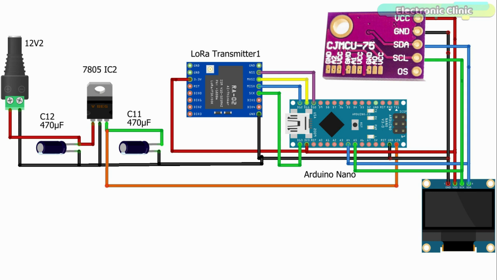On the left side, you can see a 5V regulated power supply based on the LM7805 voltage regulator. We use this regulated 5V to power up the Arduino and all the other electronics.